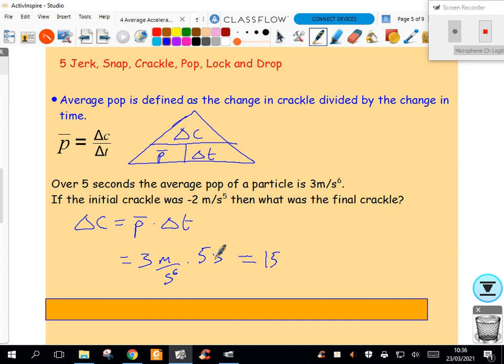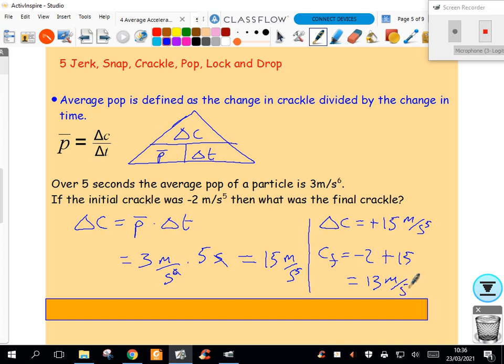And this second here will cancel with one of these to give me meters per second to the power of 5. So the change in Crackle here is going to be 15 meters per second to the power of 5. Positive, so it's an increase. If the initial Crackle was negative 2, well, my final Crackle is going to be my initial Crackle, negative 2, plus my increase of 15. So it's going to be 13 meters per second to the power of 5.